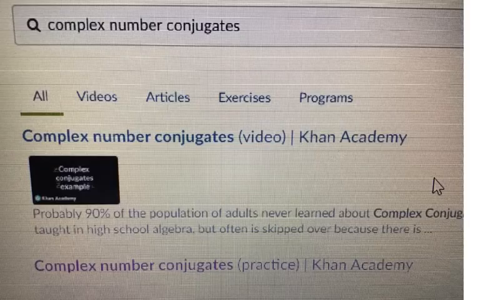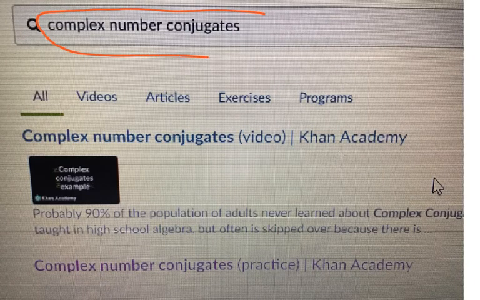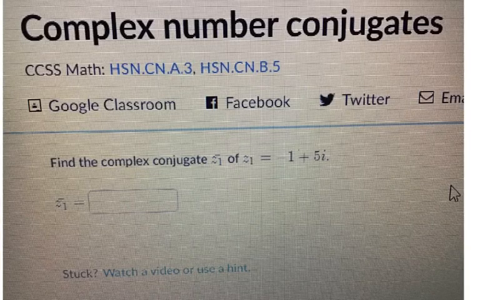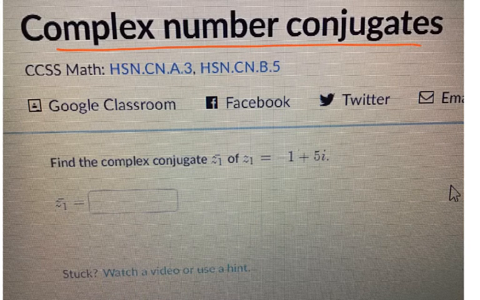Let's go. So, if you're struggling finding the assignment, and I just did assign it to you this morning, all you have to do is just search complex number conjugates. And you could watch the video, but I went right to the practice. As you can see here, we're doing complex number conjugate. So guys, let me show you how easy this is.